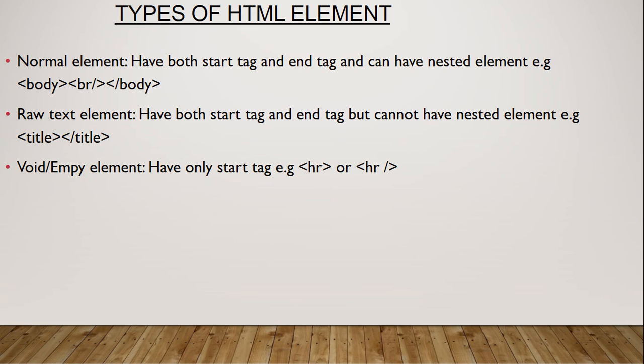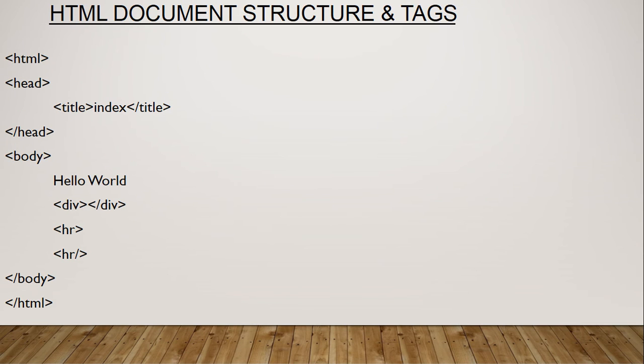So let me switch back to the HTML document structure. Let's identify the types of the HTML elements we have here. The first one, the html tag, is a normal element because it has nested elements in it, like the head and the body. The head tag is also a normal element because you can place nested elements in it. The body tag is also a normal element since it contains nested elements and has an opening tag and a closing tag. The div as well is a normal element.